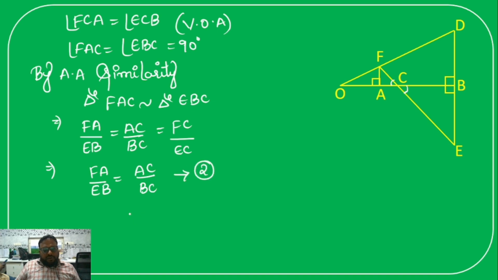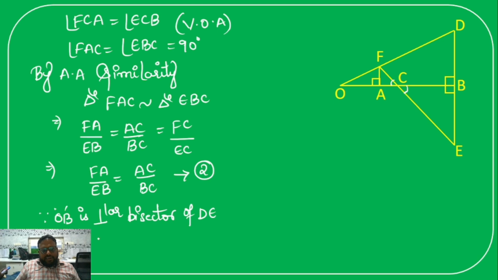Now from 1 and 2, let us check it out. Our first equation was OA by OB is equal to FA by DB. The second equation is FA by EB is equal to AC by BC. Now one important point: according to the given condition, OB is the perpendicular bisector of DE. Since OB is the perpendicular bisector, it makes an angle of 90 degrees, and it also divides the line segment DE into two equal parts.